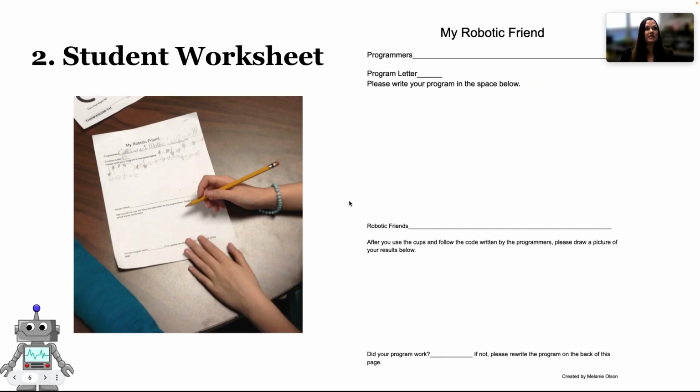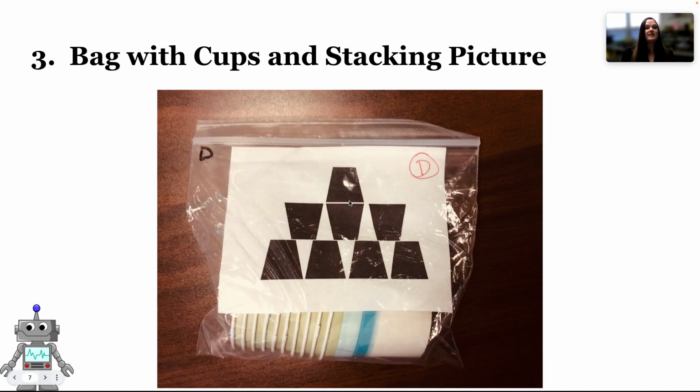The student worksheet that I created is really just used to organize student thinking. So there's a place for the programmers to write their name at the top of the paper, the program letter, that'll make more sense on the next slide when I show you how I organize my materials, and then it gives them a space for them to write their program. The first group will only do the top half of the worksheet. The bottom half will be completed by another group of students who are acting as the robots.